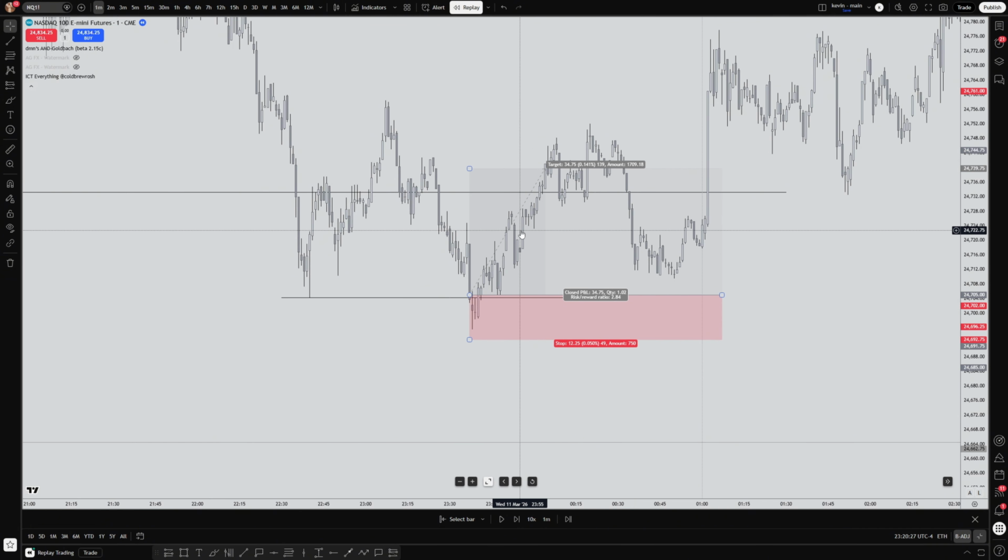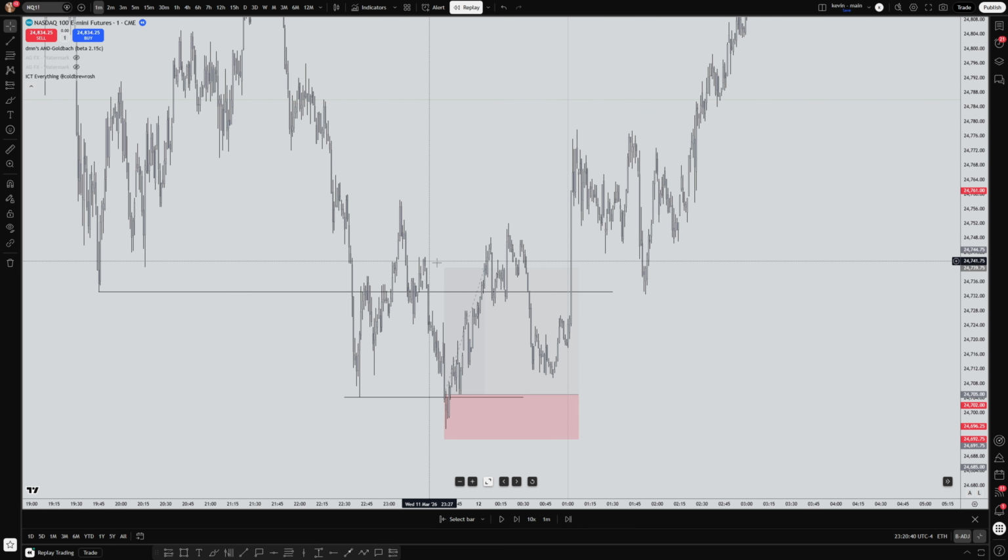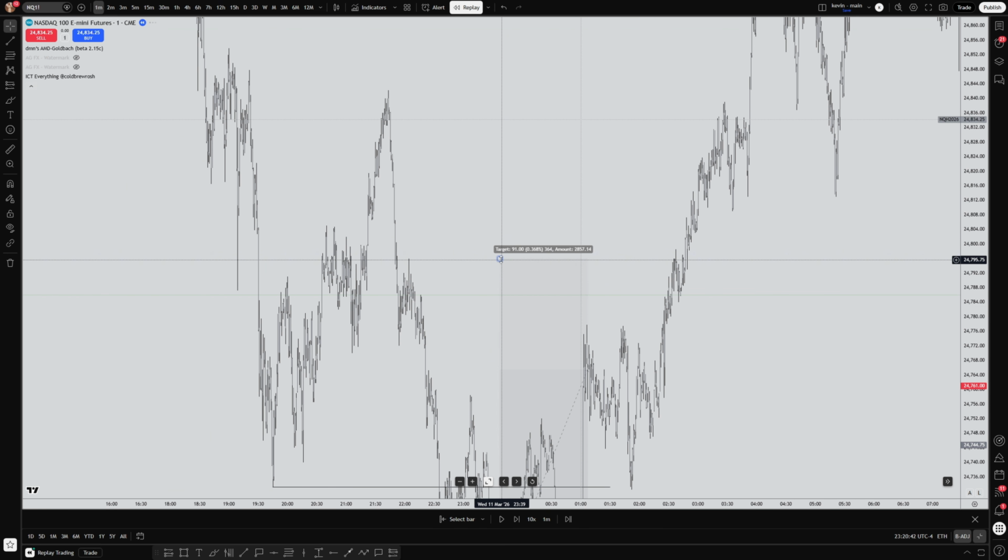Okay, I entered at the turtle soup. I had my TP all the way up here and I was stopped out in profit. So my TP was up here, and this sharp decline stopped me out. I had my stop in profit a little bit. So unlucky, but it happens.